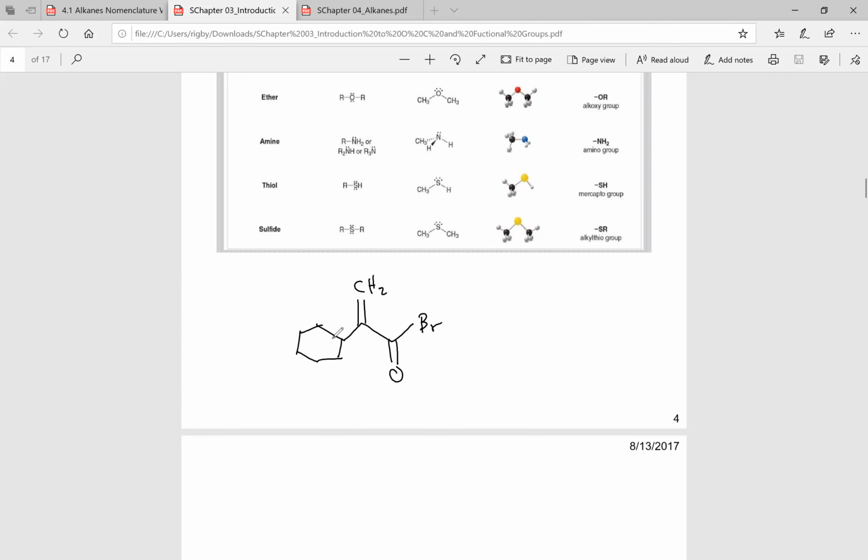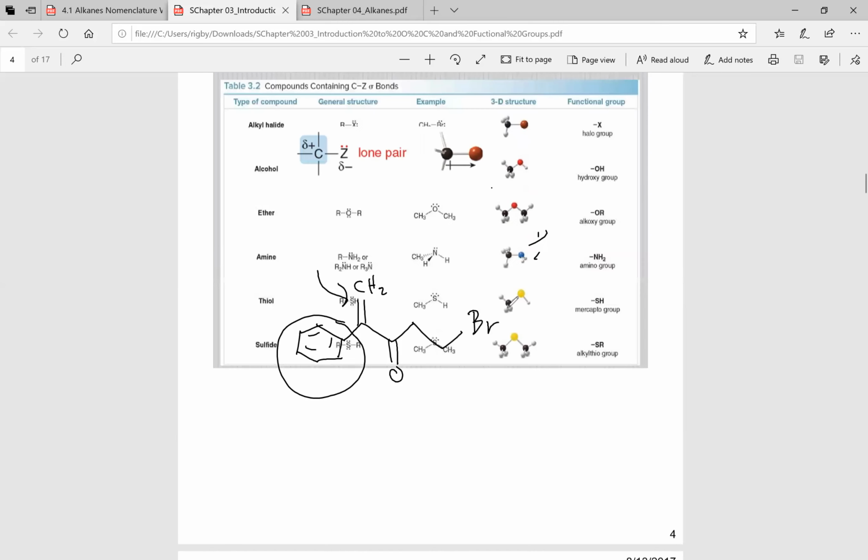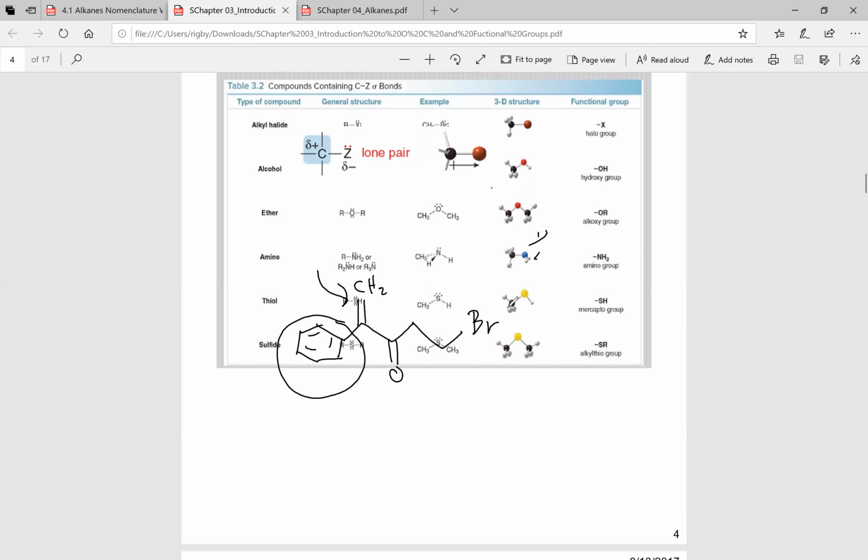And then you'd say, oh, I have an alkene because I have a carbon-carbon double bond. I have an aromatic group, which is also known as a phenyl group. Hold on, let me change this real quick so it's a little bit clearer. I have a ketone and I have an alkyl halide, and then we can look here at the different ones that we have here. Alkyl halide, that just means we have an alkane with a halogen at the end, where our Br is the halogen.